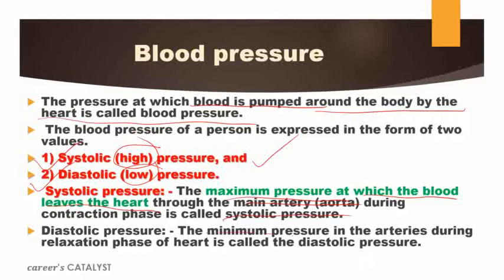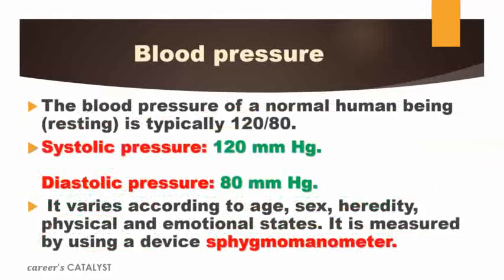Diastolic pressure is the minimum pressure in the arteries during the relaxation phase of the heart. When the blood from every part of our body enters the human heart, at that time our heart is in a relaxed form. At that time, the pressure exerted by blood on the wall of blood vessels is defined as diastolic pressure.